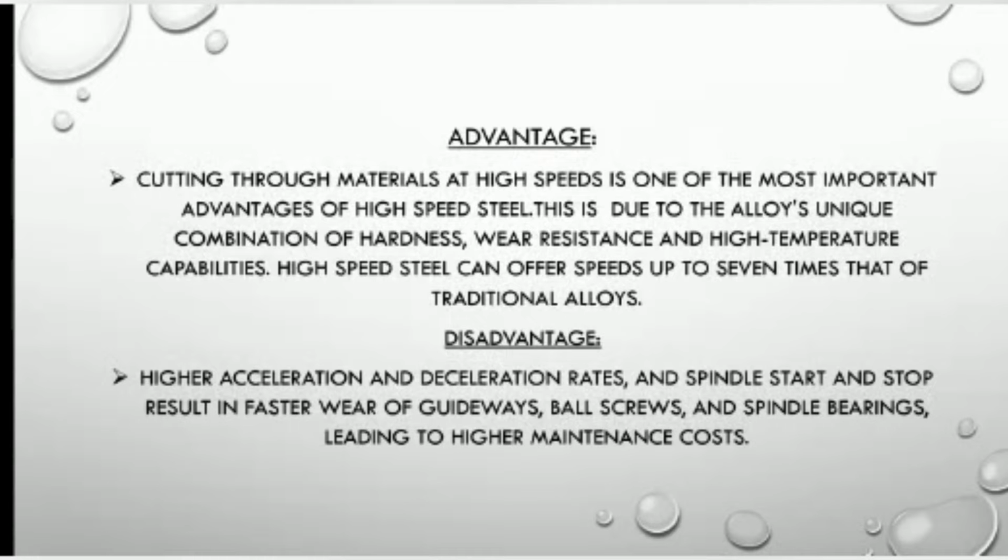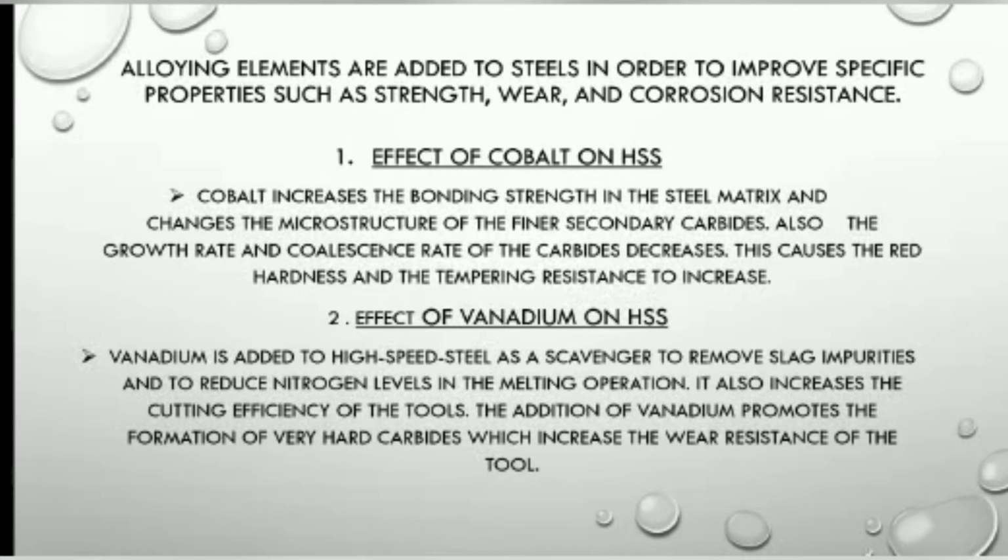The disadvantage of high-speed steel is that higher acceleration and deceleration rates and spindle start and stop result in faster wear of guideways and so on, leading to higher maintenance costs. Now let us discuss the different effects of alloying metals on high-speed steels. Alloying metals are added to high-speed steels in order to improve specific properties such as strength, wear, and corrosion resistance. Effect of cobalt on high-speed steels.